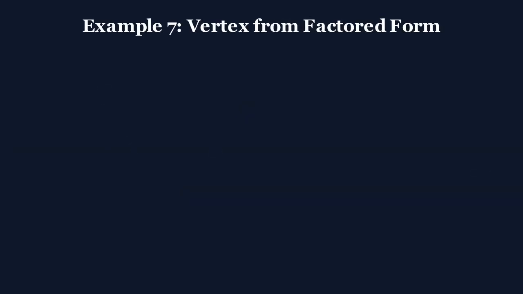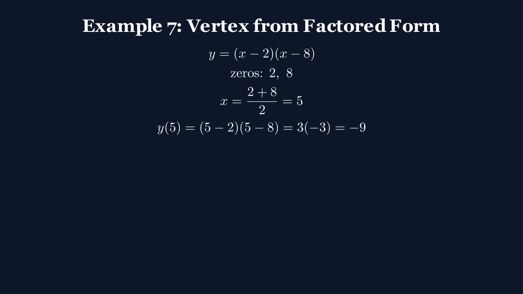Example 7. For y = (x - 2)(x - 8), the zeros are 2 and 8. The axis is their average, 5. Substitute 5, y = 3 times -3, which is -9. The vertex is (5, -9). The parabola opens up because a is positive.